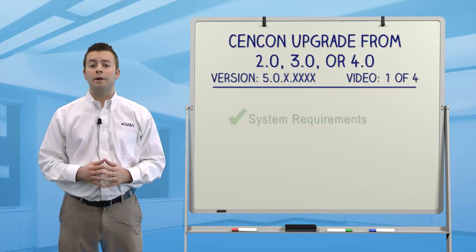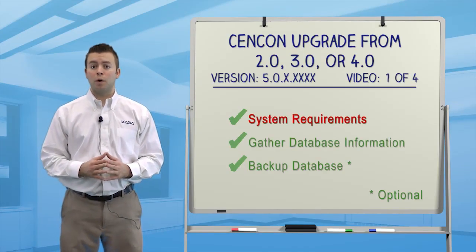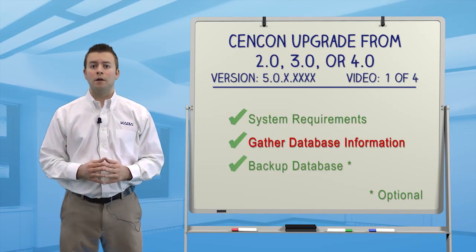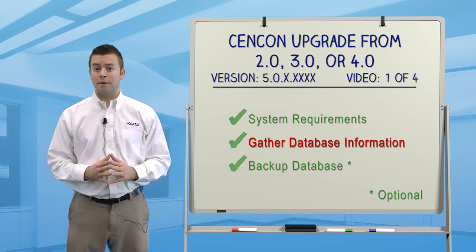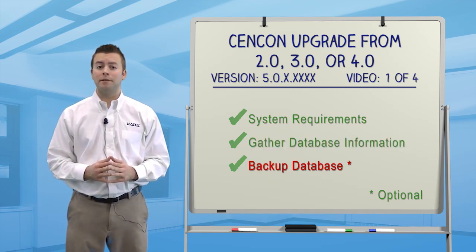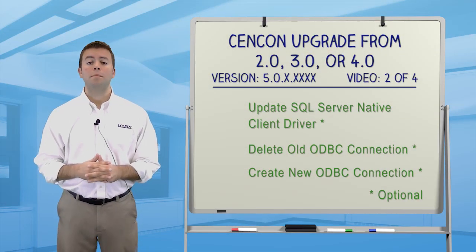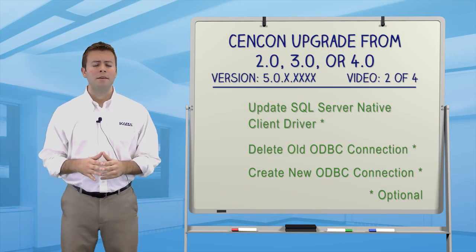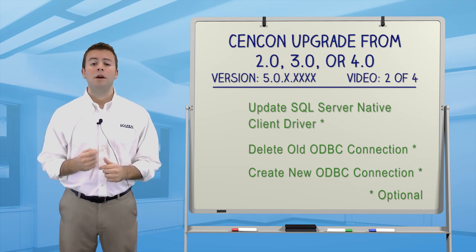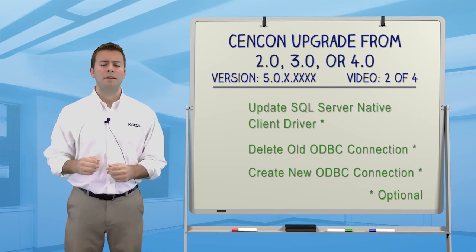That concludes our first video. You're now aware of the system requirements to run the Cencon software. You've also collected information that will be used later, and finally, you backed up the database. In the next video, we'll show you how to update the ODBC connection. This step is optional. If you don't want to change your ODBC connection, just jump ahead to the third video.